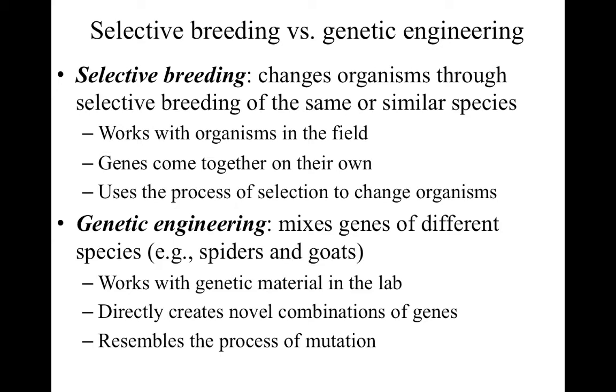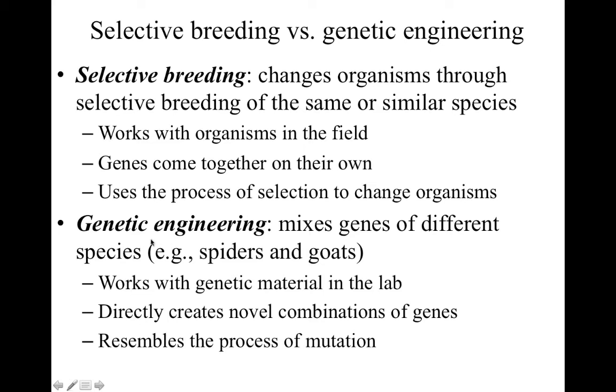This is changing organisms within the same species, and farming has been taking advantage of this for a long time. You can work with organisms in the field. It's really just genes. You're mating two members of the same species that possess a desirable trait, so that their babies will possess that desirable trait.